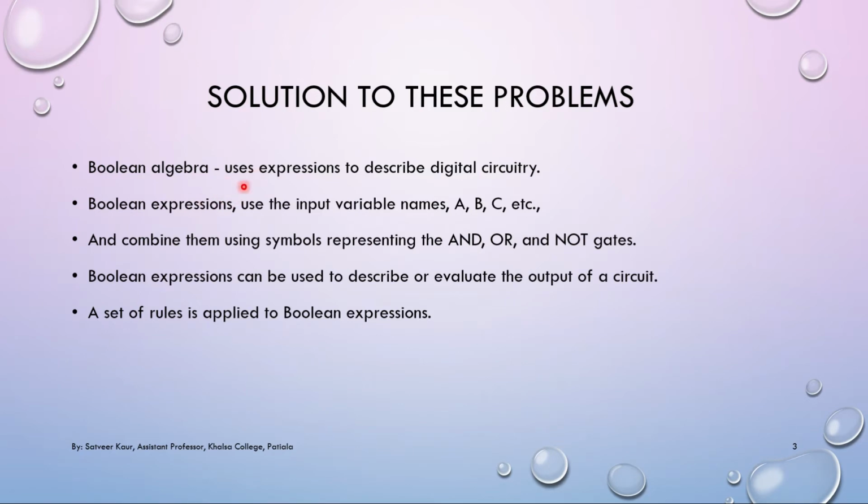Boolean algebra uses expressions to describe digital circuitry. It uses the input variable names A, B, C, X, Y, Z, etc. and also combines them using symbols representing AND, OR and NOT gates. Boolean expressions can be used to describe or evaluate the output of a circuit. A set of rules is applied to these Boolean expressions.